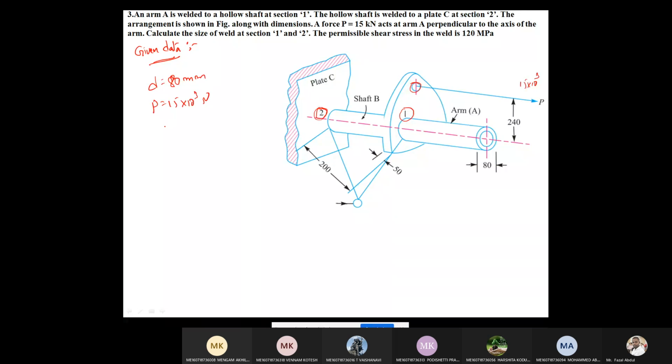So first write the given data. First, the diameter of the rod is given, 80 mm, and the load is given, 15 into 10 power 3 newtons. Permissible shear stress value is given, maximum value 120 megapascal, and we are asked to calculate the size of the weld.